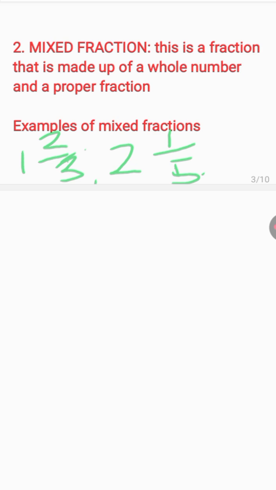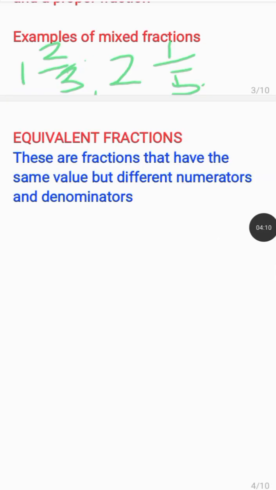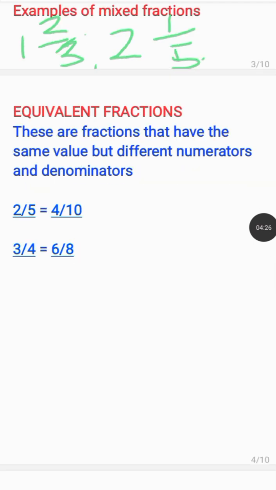But first, let us look at the third type of fraction. The third type of fraction is equivalent fractions. These are fractions that have the same value but different numerators and denominators. Examples include 2 over 5 is the same thing as 4 over 10, and 3 over 4 is the same thing as 6 over 8. These are examples of equivalent fractions.